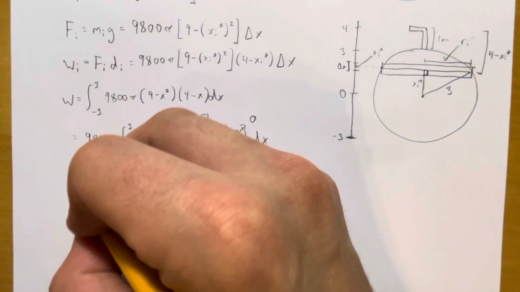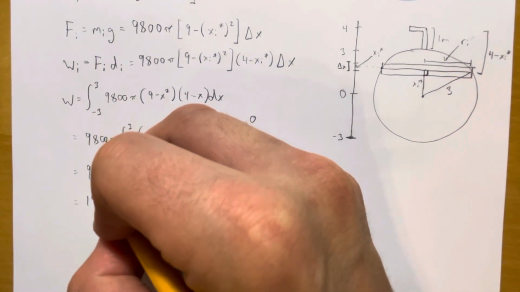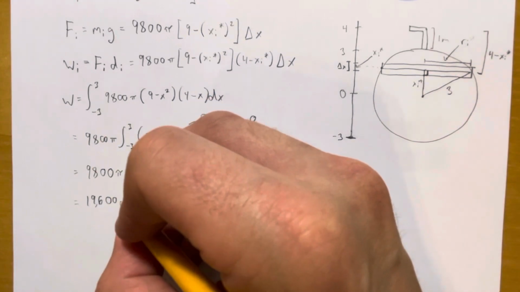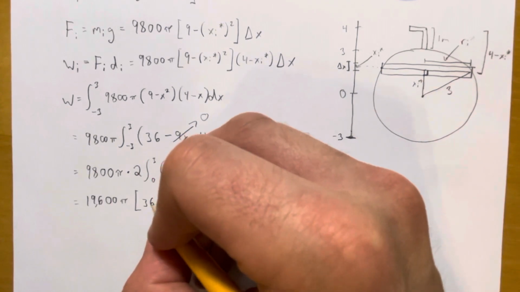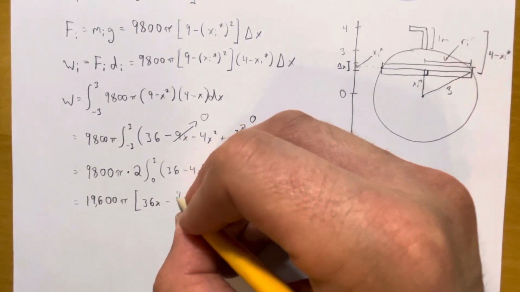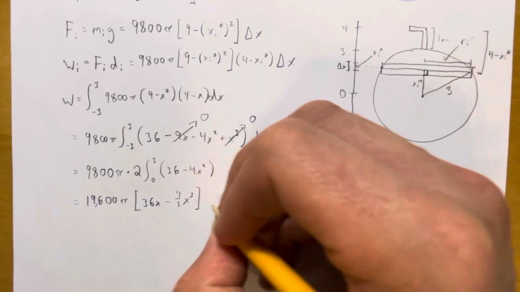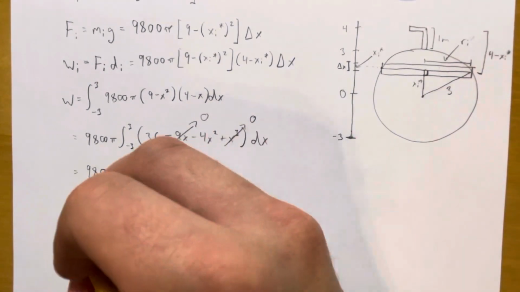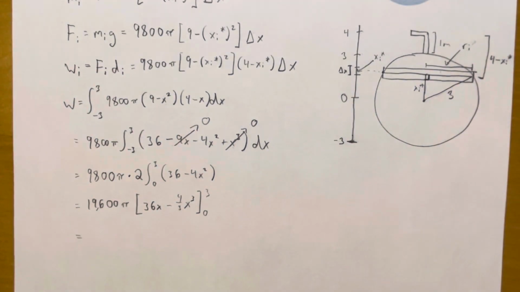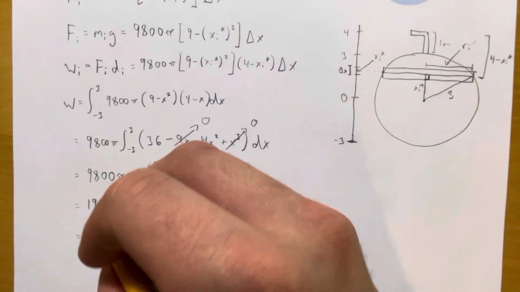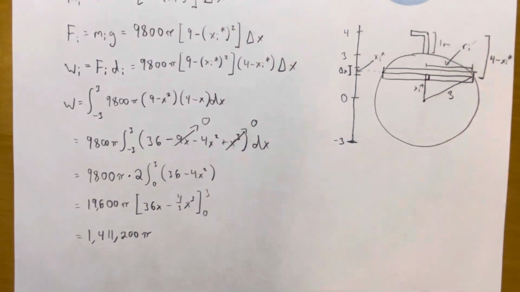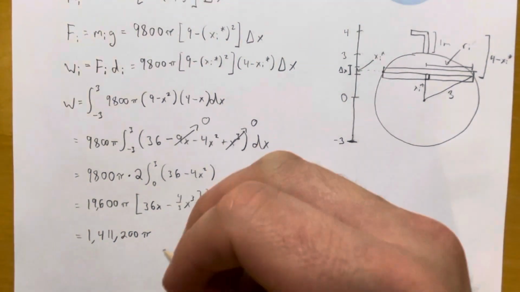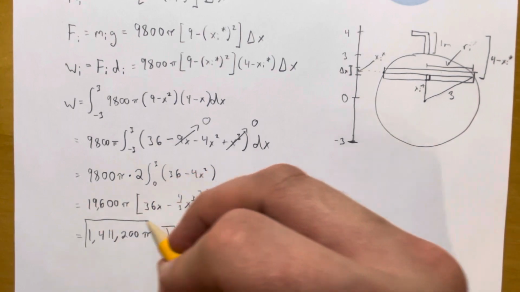Okay, this is going to multiply out to 19,600 pi. That's the 2 times that. And then I'm going to get 36x minus 4/3 x cubed. And we're going to go from 0 to 3. This is arithmetic. I'm leaving that part to you. You can work that out, but it should come out to 1,411,200 pi. And then remember, this is work, but we're in metric units, so we would use joules here. Okay?